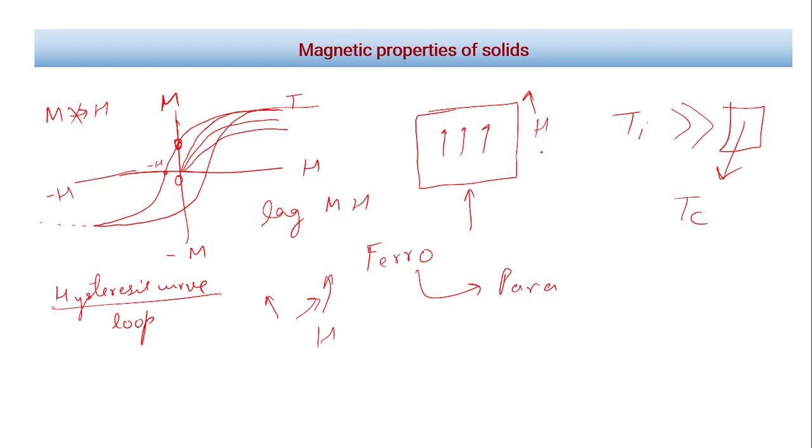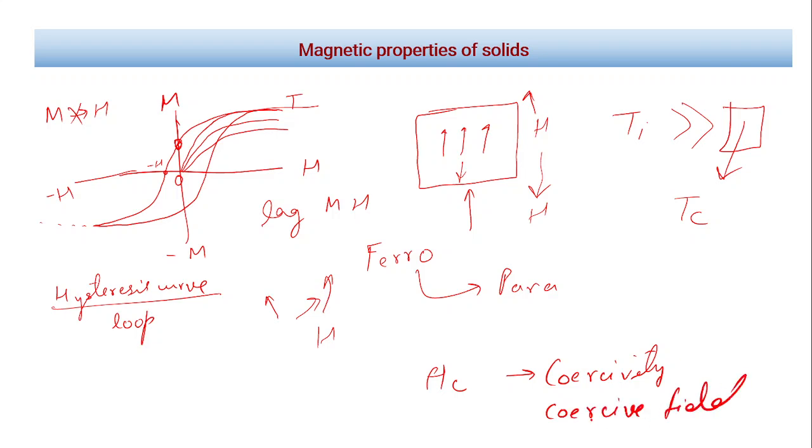And then when I start applying field in this direction, the magnetic moments will start switching to the opposite direction, and they won't switch immediately, only after applying some magnitude of field in the opposite direction will they switch. And this field is called the coercive field. We show it as HC, and it is coercivity or coercive field.